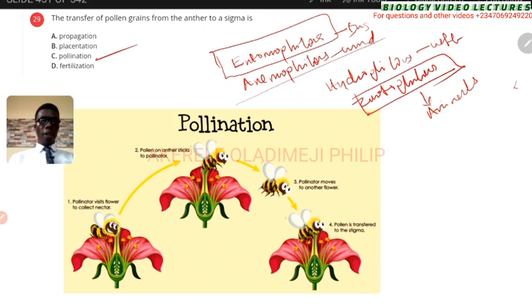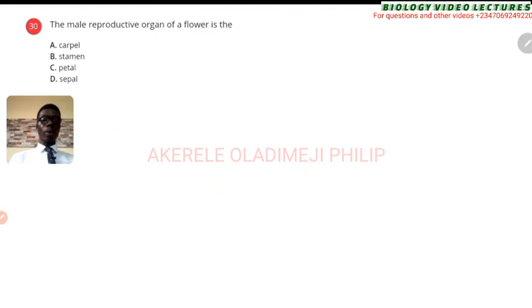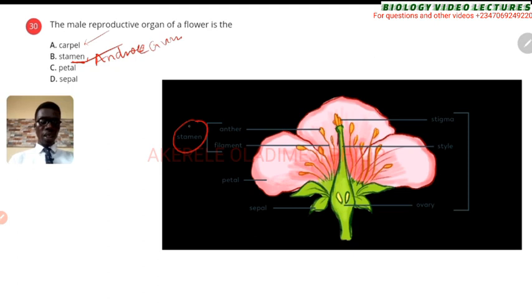The male reproductive organ of a flower is the stamen, otherwise called the androecium. It's spelled A-N-D-R-O-E, please. The best way I find to remember is the M-E-N in stamen, while the carpel is the female part of the flower. So I think we can see that here. This is the stamen, made up of the anther that contains pollen grain and the filament that holds the anther in position.